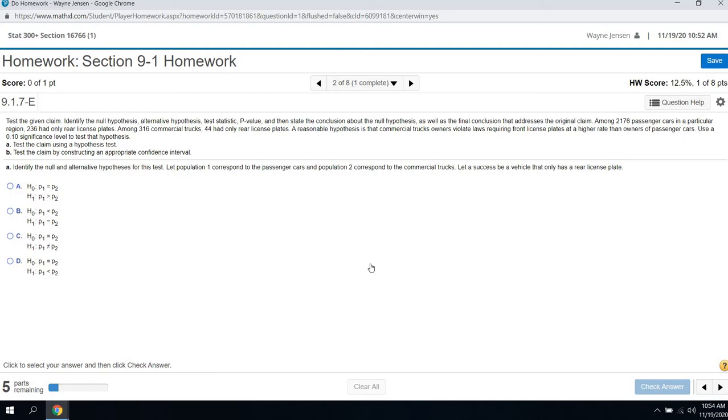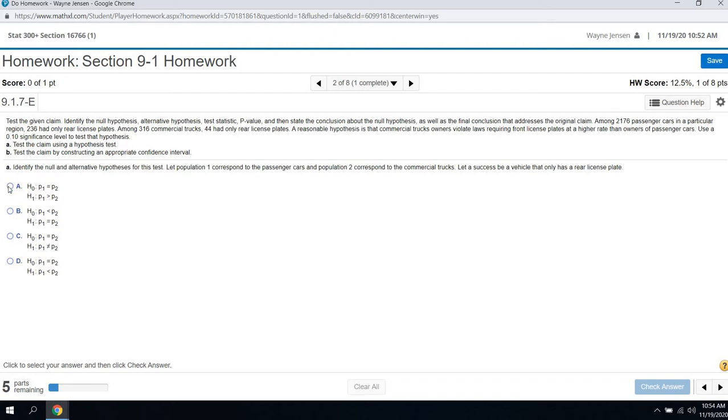Test the claim by constructing an appropriate confidence interval. I'm going to guide you through that, but StatCrunch is going to make it super doable. So let's be careful. I believe that the computer is always assigning population 1 to the first population. The first population is passenger cars, and they're claiming that commercial trucks have a higher rate. So we want the commercial trucks to be higher.